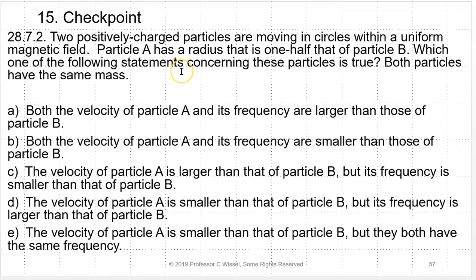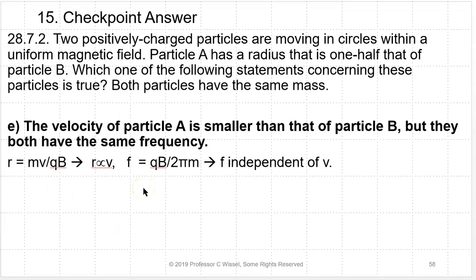Two positively charged particles are moving in circles in a uniform magnetic field. Particle A has a radius that's 1/2 that of particle B. Which of the following statements concerning these particles is true? The velocity of particle A is smaller than that of particle B, but they both have the same frequency. So R equals mv divided by qB, so R is proportional to v. f equals qB over 2 pi m. f is independent of v. Thank you.